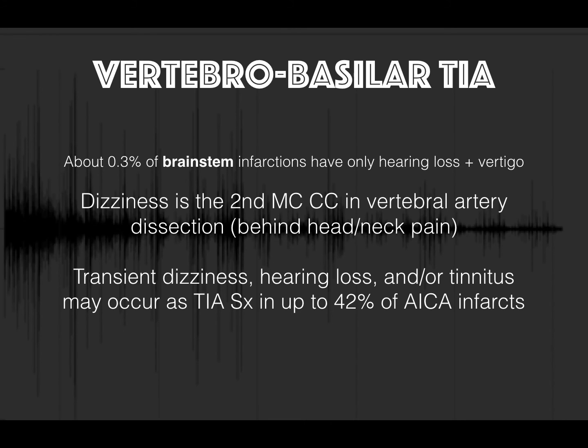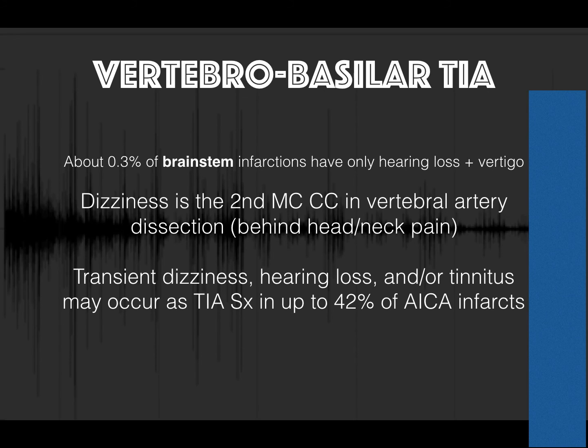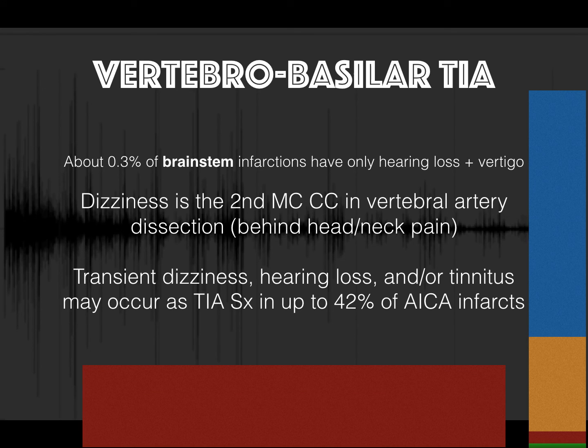But let's put this in perspective kind of graphically. So all cases of dizziness, blue. Cases of dizziness that are stroke, yellow. Cases of dizziness that are stroke that are brainstem stroke, red. Cases that present with only dizziness, hearing loss, or tinnitus, okay, is the green. So if we take those, so vertebral artery dissections, AICA strokes, now we have a really significant component, right? But if you look at all cases of dizziness, it's a very, very rare thing.